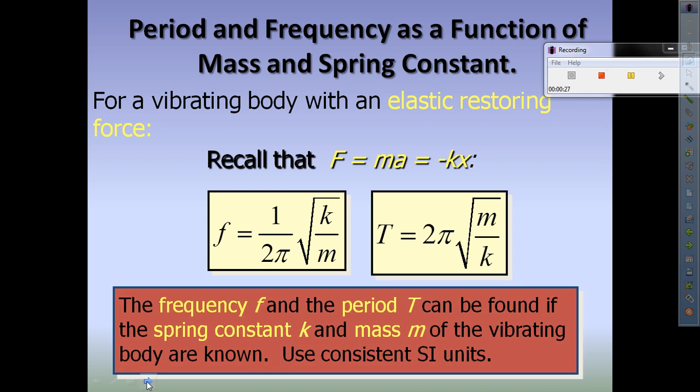The frequency and the period can be found if the spring constant and the mass are known. Make sure you're consistent with your units. Newtons per meter and kilograms is the best thing to do. That way you stay out of trouble. So pause and get those recorded.